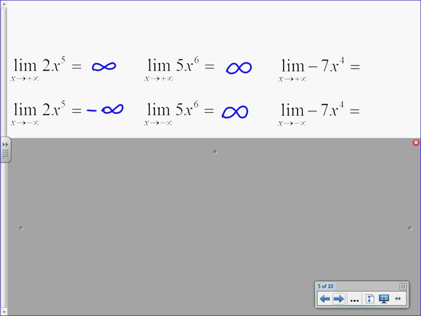Our next function, negative 7x to the fourth. What is happening on the right side of the graph? It's falling because we have that negative leading coefficient. What about the left side of the graph? Also falling because we have an even degree. Really, we have not talked about anything new, right? We know the ending behaviors of polynomials. We're just describing them with a limit now.